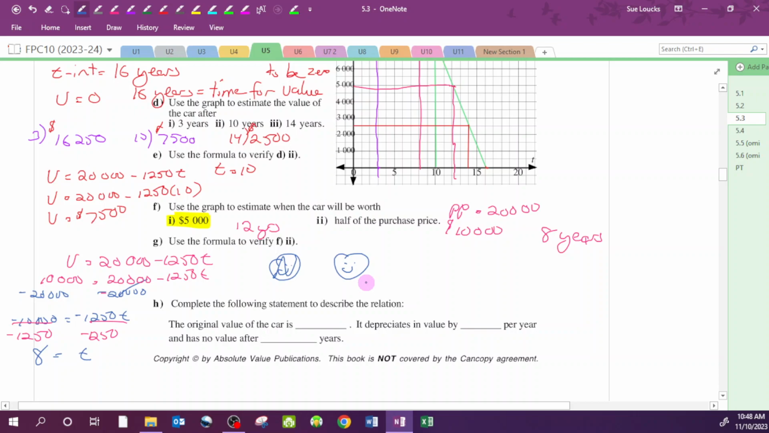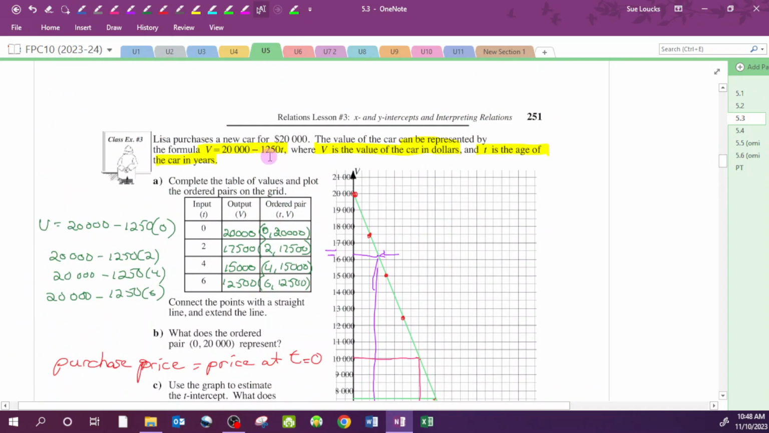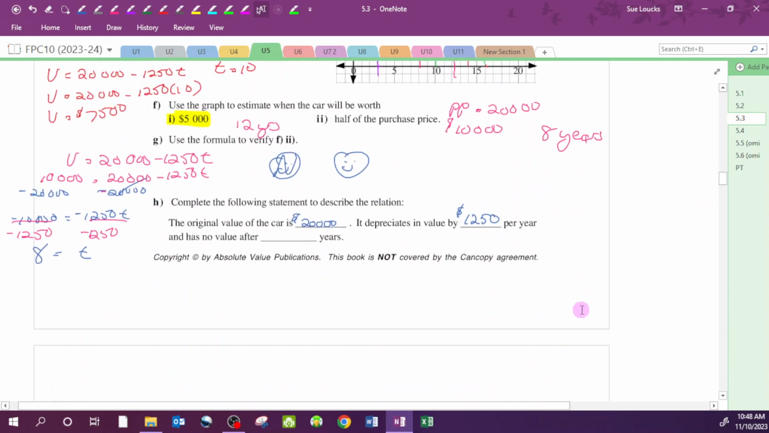Okay, the original value of the car is $20,000. It depreciates in value by, now I'm not sure how you're supposed to know that. I know that it's 1,250 because, I guess I'll teach you this. It tells me that it depreciates by 1,250 times the number of years. So after 1 year, it's depreciated by 1,250. 2 years, it's twice that. After 3 years, it's 3 times that. We'll do a lot more examples, but that's where you get that from. And it has no value after 16 years.